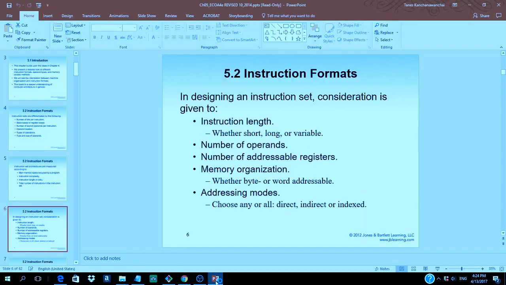So that's why there is the number of operands and number of addressable registers. In MARIE, I have 12 bits addressable. If I want to increase the operands, I could, but then I have 11 bits addressable left. Those are trade-offs we have to look at. And memory organization, byte addressable. Addressing modes: direct, indirect, or indexed.